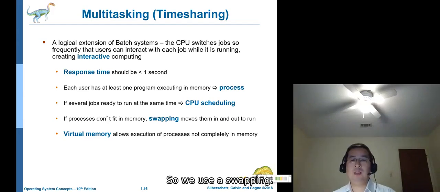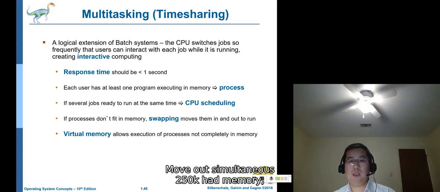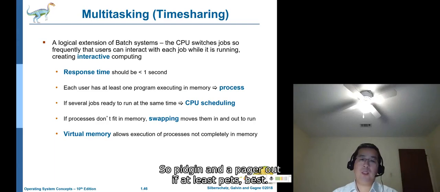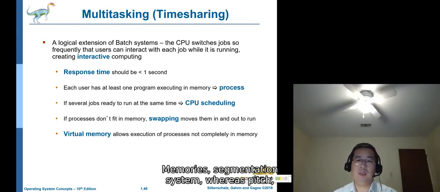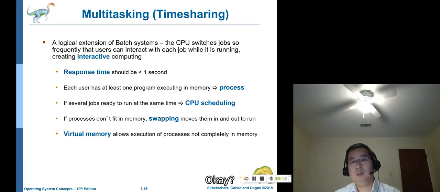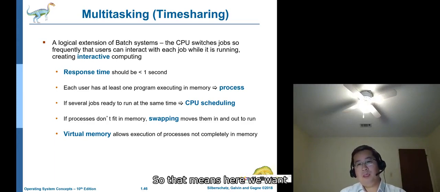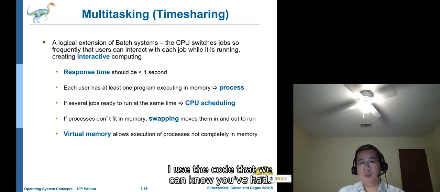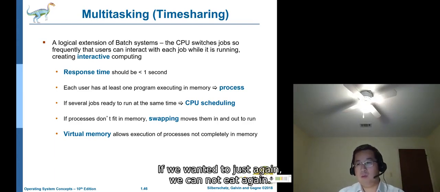So we use swapping. Swapping means something moves out, something moves in, right? Into memory. So it's a swap, page in and page out. If we use a page-based memory system, or if we use segments, that means we want to load something in, but there's no space, so we must load something out. Unused data, unused code, we can load it out. If we want to use it again, we can load it again.